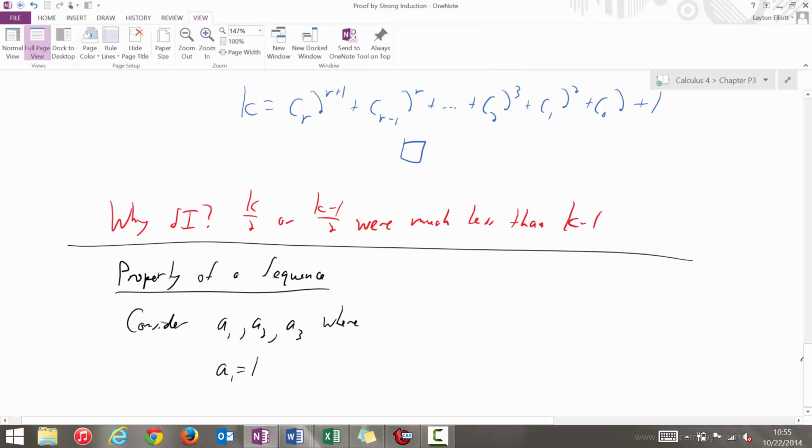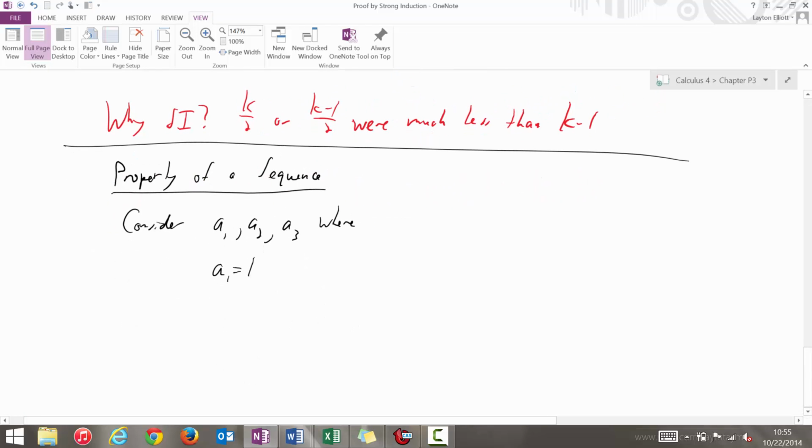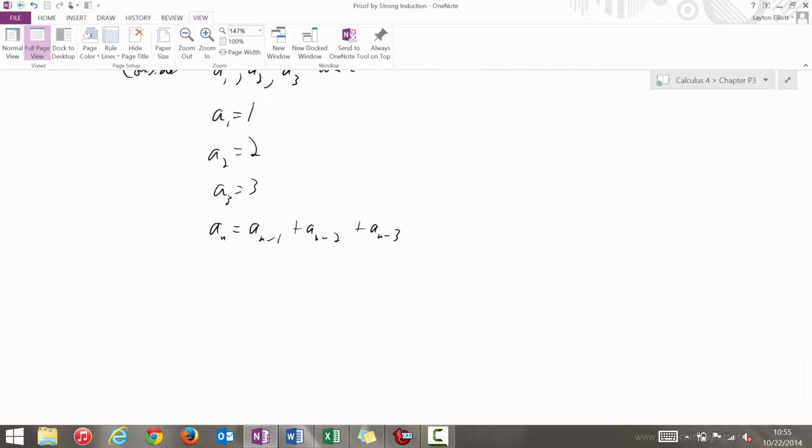A2 is 2, A3 is 3, and A sub n is A sub n minus 1 plus A sub n minus 2 plus A sub n minus 3. It's the sum of the three previous terms. So I have to define the first three terms, and then I've got it. So as you imagine, A4 is 6. And the proof is we're going to show that A sub n is less than 2 to the n.